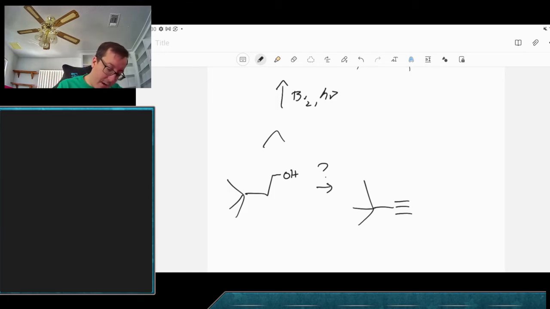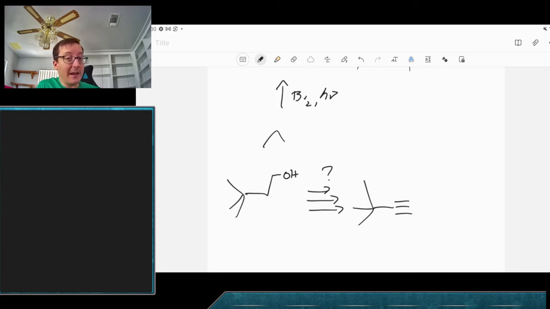Often synthesis problems will have multiple arrows. That's to indicate it's a synthesis problem that's going to take more than one step. We obviously do not know a single step that will take us from an alcohol to an alkyne, right? That's pretty obvious. So we have to always work backwards. That's always the key to these things.